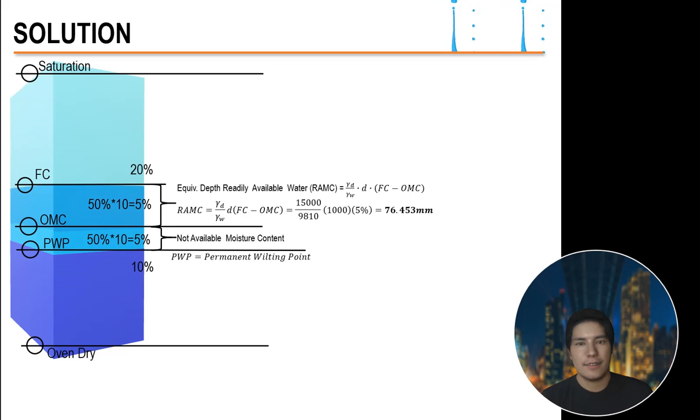So, if we get the equivalent depth of readily available water content, we use this formula. We have 15,000 divided by 9,810, multiplied by the root zone depth of 1 meter, and then multiplied by this 5% for readily available moisture content. So we have 76.453 mm. So that's the answer.